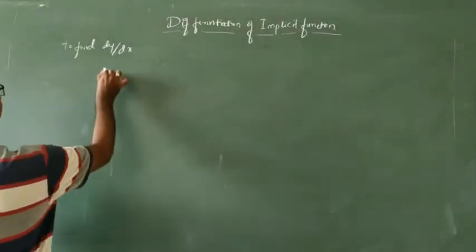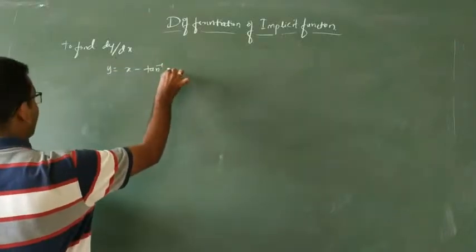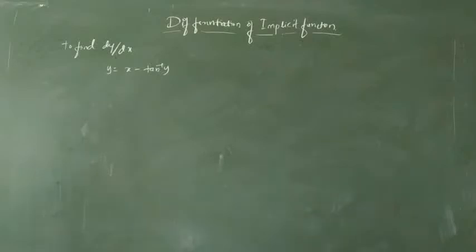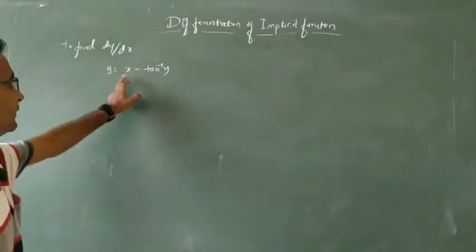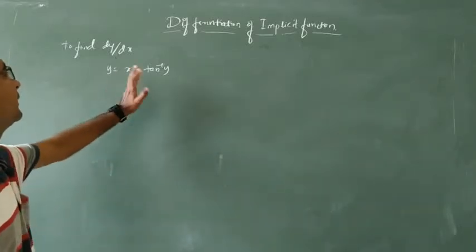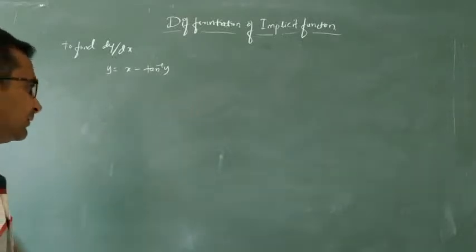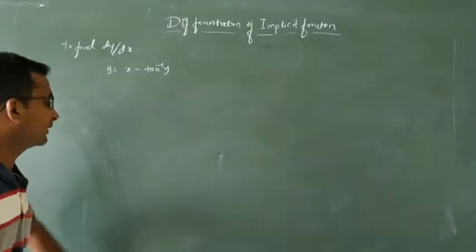y is equal to x minus tan inverse of y. So this is also nothing but the implicit function. Here, the x and y terms have come together on one side. Sometimes y is equal to something, but here you can see the x and y terms have come together. Getting? So this is also one of the types of implicit function.